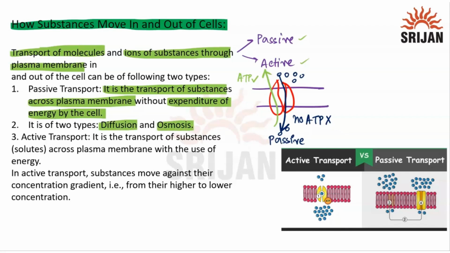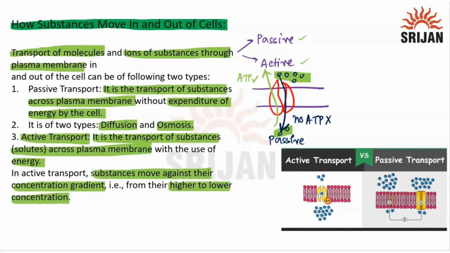But if we are talking about active transport, here we need a push. It is the transport of substances across the plasma membrane with the help of energy. Substance means the solute. The solvent particle will not be transported here. In active transport, the substances will be moved against their concentration gradient. That means the thing is passing from low concentration to high concentration, so in that meanwhile it definitely needs energy. From higher to lower concentration, the thing is moving passively. So here we understand what is passive transport and what is active transport.